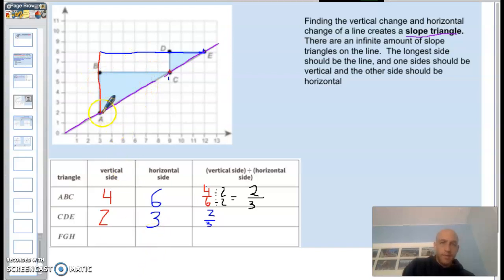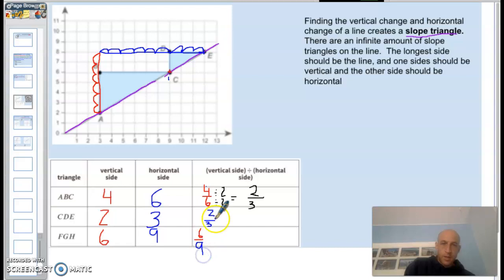So we're going to try to find the vertical side. So we're going to start down here. We're going to count 1, 2, 3, 4, 5, 6. So the vertical side is 6. And the horizontal side, all the way over to E, is 1, 2, 3, 4, 5, 6, 7, 8, 9. So the slope is the ratio of the vertical, so that's 6, to the horizontal, which is 9.